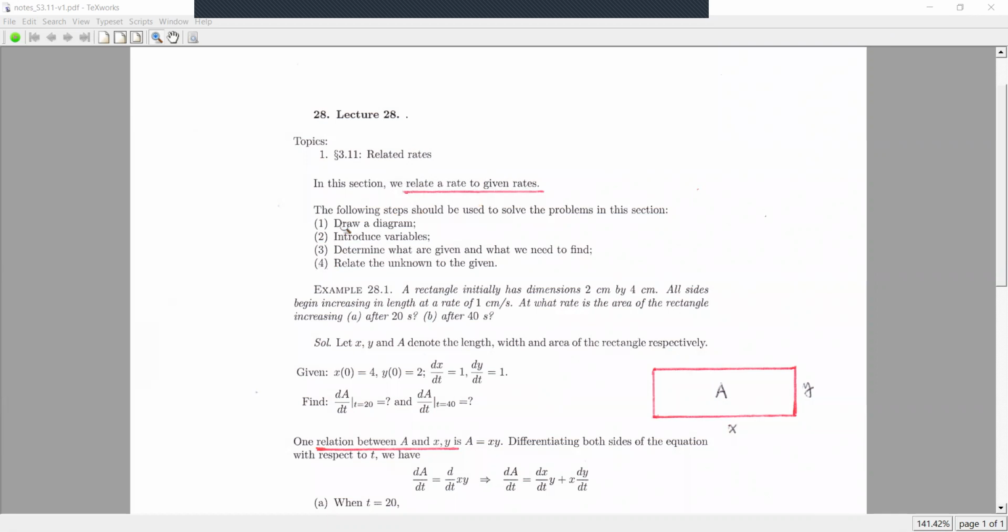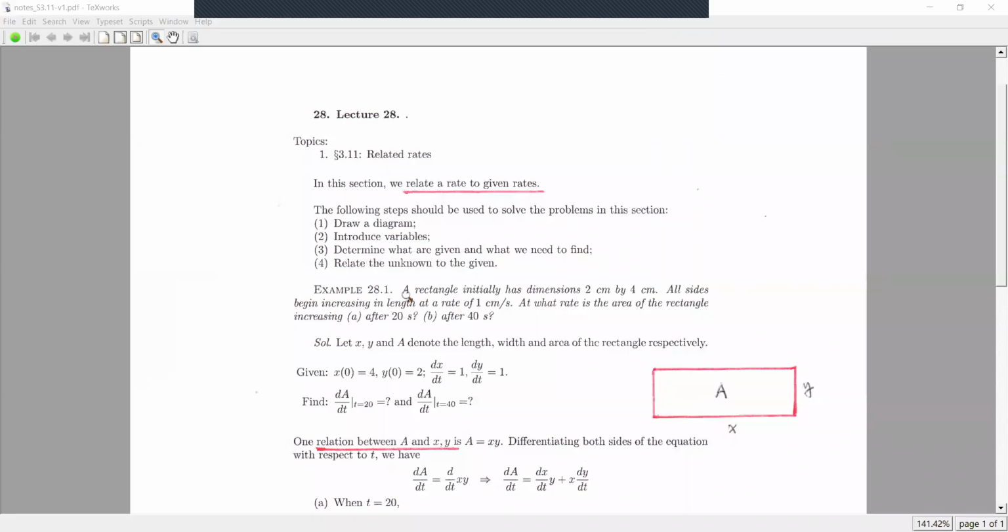Step 1, draw a diagram about the problem. Step 2, introduce variables. Step 3, determine what is given to us and what we need to find. Step 4, relate the unknown rate to the given rates. Now, I illustrate these 4 steps with some examples.